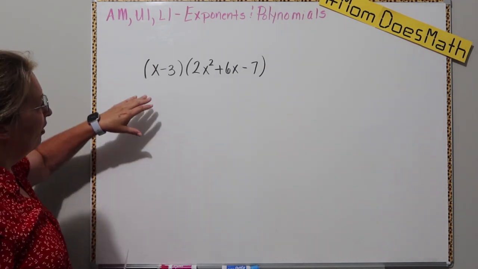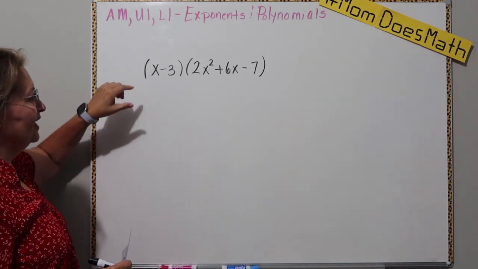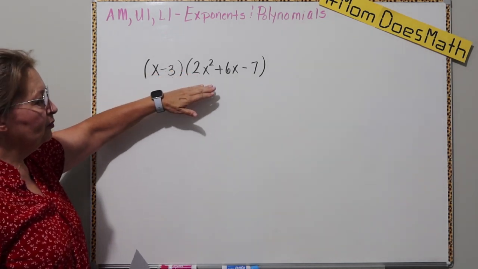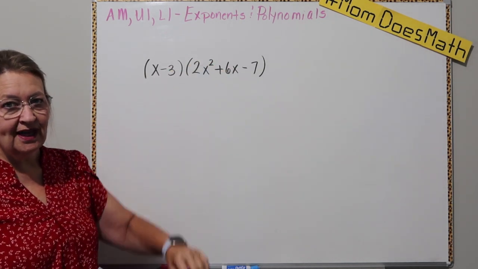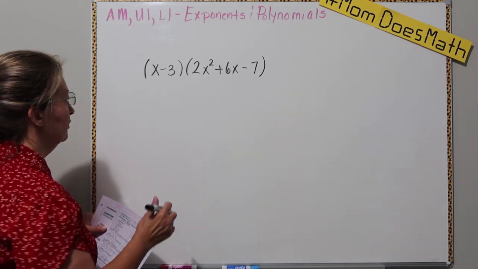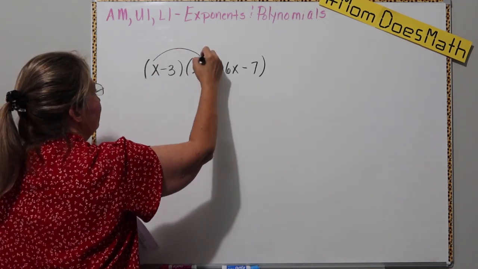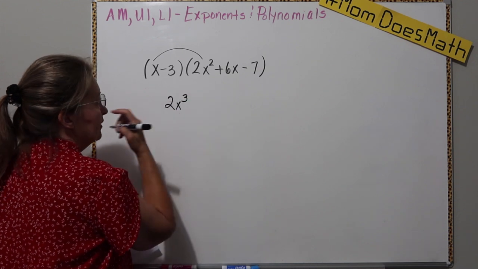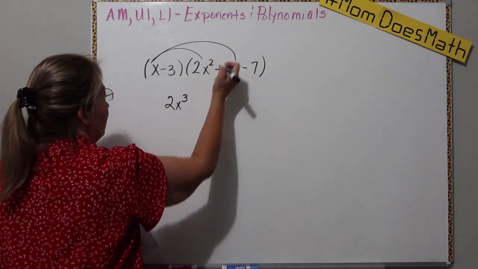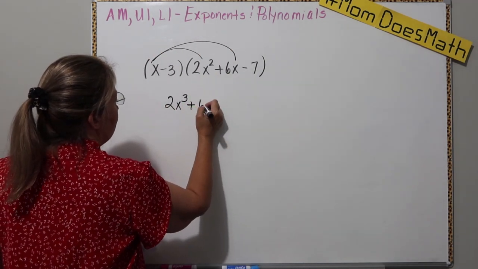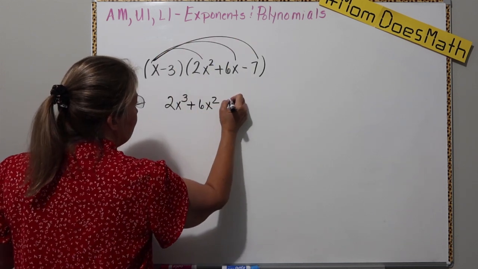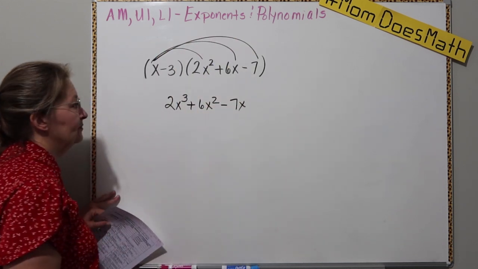So when you multiply polynomials, what you have to do is be sure that every term in one set of parentheses gets multiplied by every term in the second set. And then you can combine terms. So x times 2x squared is 2x to the third. And x times 6x is 6x squared. And x times that minus 7 is minus 7x.